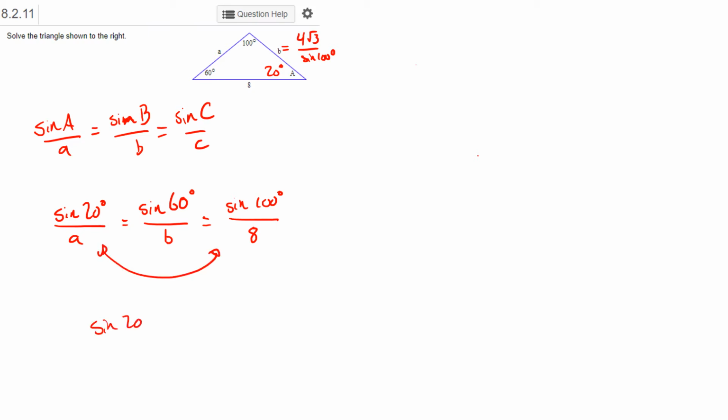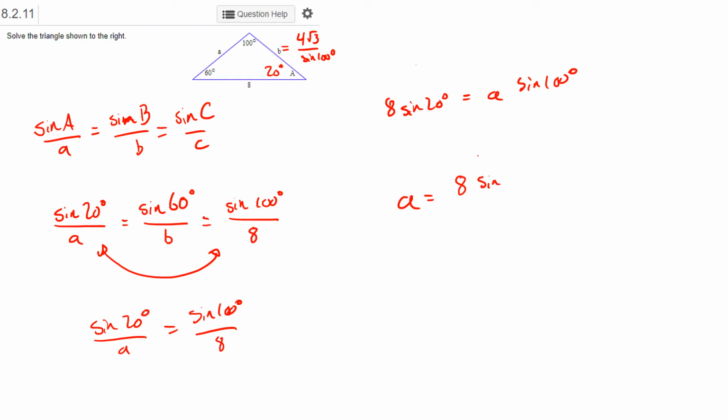And we get that the sine of 20 degrees over the missing side length A is the sine of 100 degrees over the given side length 8. Cross multiply. 8 times the sine of 20 degrees is equal to A times the sine of 100 degrees. Divide by the sine of 100 degrees to get A is equal to 8 times the sine of 20 degrees divided by the sine of 100 degrees.